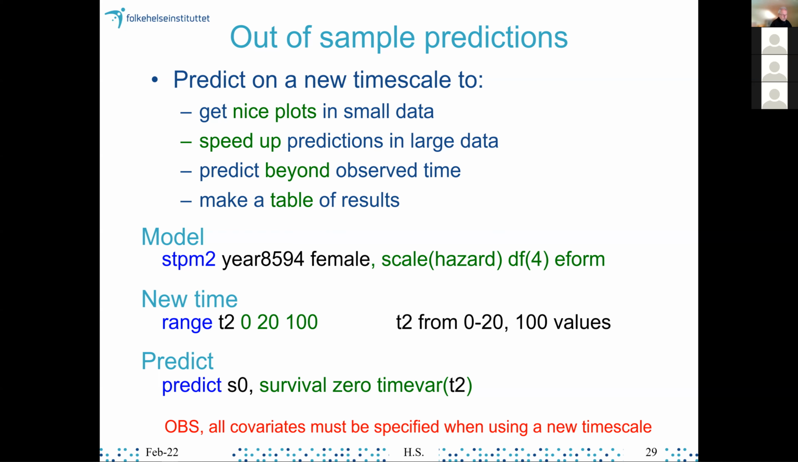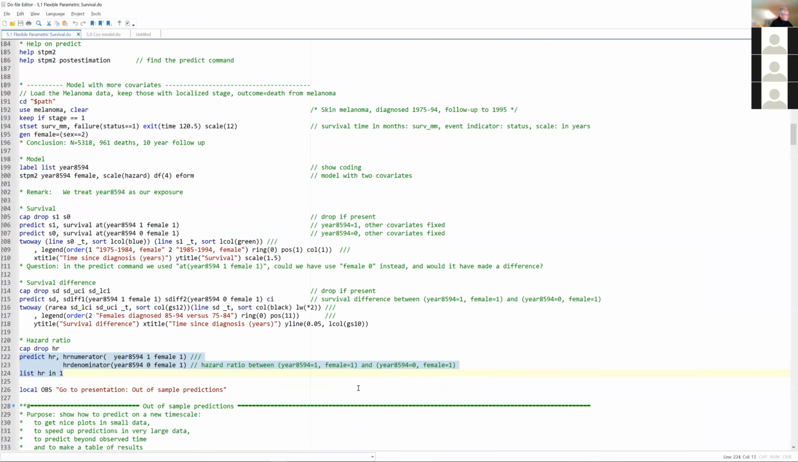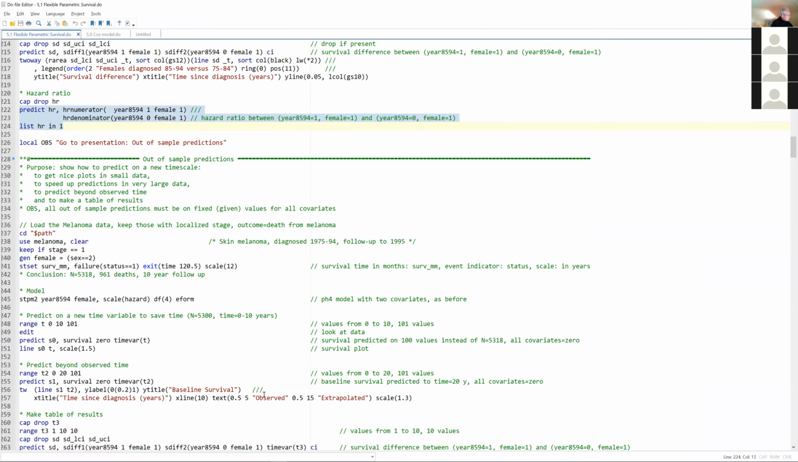Let's take a look. Yes, I'm using the melanoma data for this. That's maybe the same as I had before. This is my model with year and female in the model. Now I want to have a new time variable ranging from 0 to 10 years. And I'd like to have 101 values. That's just to keep the values nice. Doesn't really matter. So that way, let me show you what happens first.